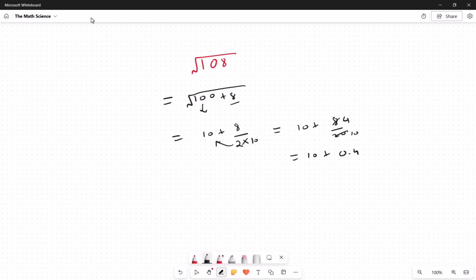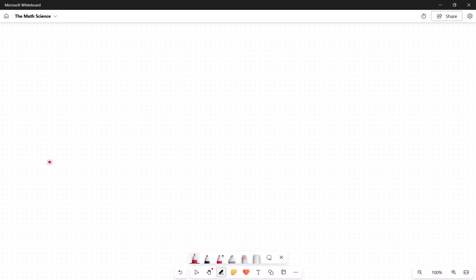0.4 because when we divide a number with 10, the decimal place moves one place to the left. So since 4 can be written as 4.0, if we divide it with 10, the decimal place goes here. And if we divide it with 100, it'll just go here. So it'll be just 0.04. Okay. Let's do one more.